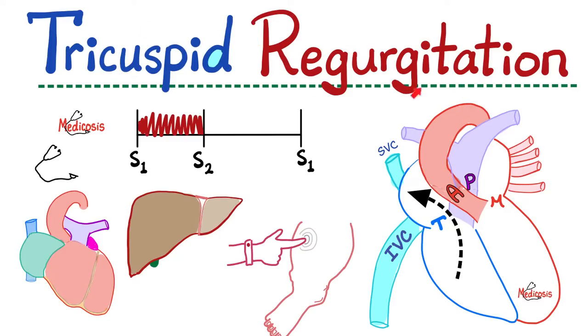Today's topic is tricuspid regurgitation. Normally, the tricuspid valve should allow the blood to flow in one direction only, from the right atrium to the right ventricle. But if I have tricuspid regurgitation, the blood flows backwards from the right ventricle to the right atrium. What are the causes of tricuspid regurgitation? What are the symptoms? How can we diagnose it? How can we treat it?